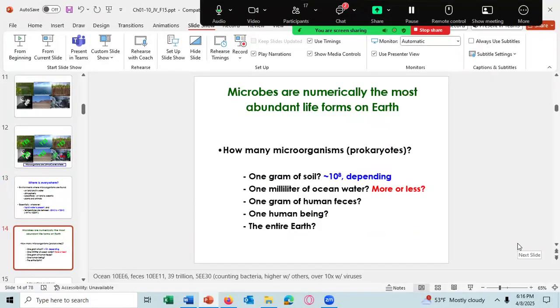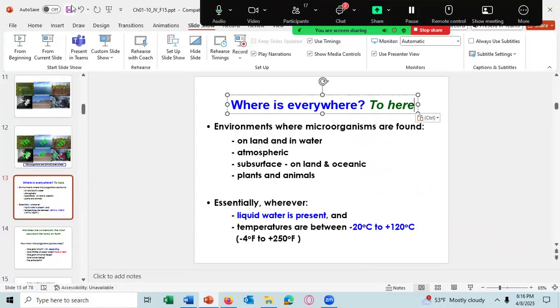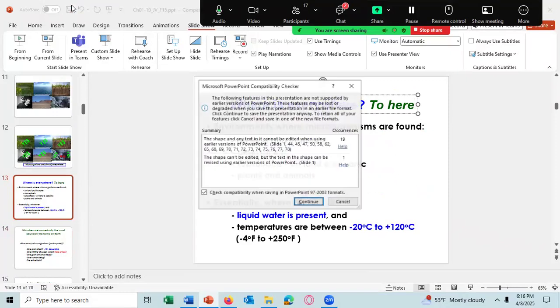So microbes are the most numerically abundant life form on the planet. And I think I'm going to stop here. And ask if there's any questions.